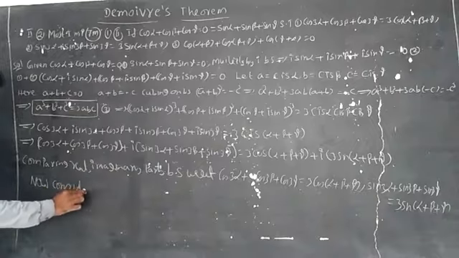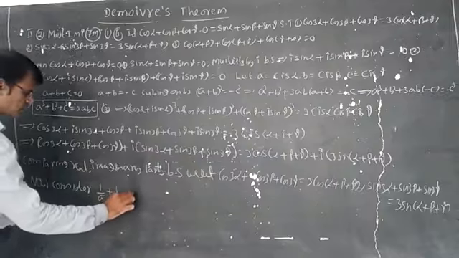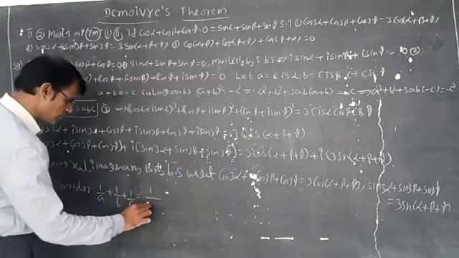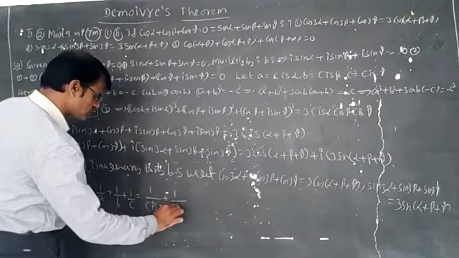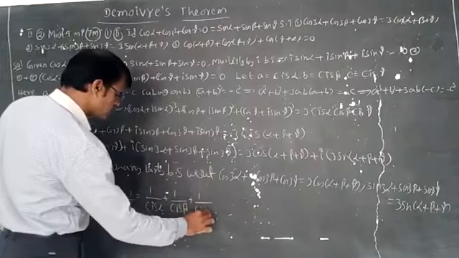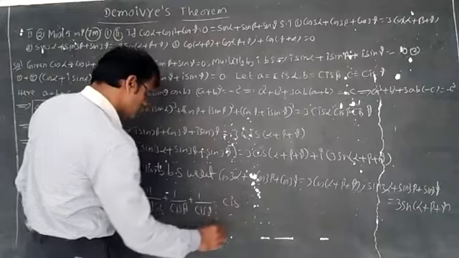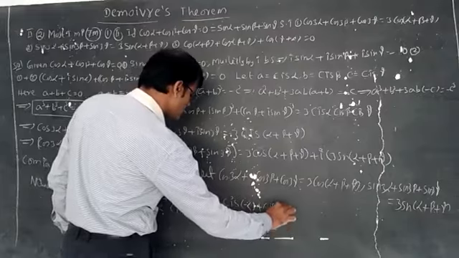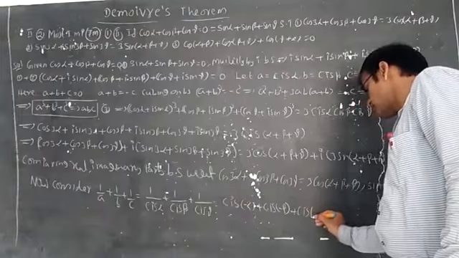I am going to discuss with you the latter. Consider 1 by A plus 1 by B plus 1 by C, meaning 1 by cis alpha plus 1 by cis beta plus 1 by cis gamma. 1 by cis alpha gives cis of minus alpha, 1 by cis beta gives cis of minus beta, and 1 by cis gamma means cis of minus gamma.